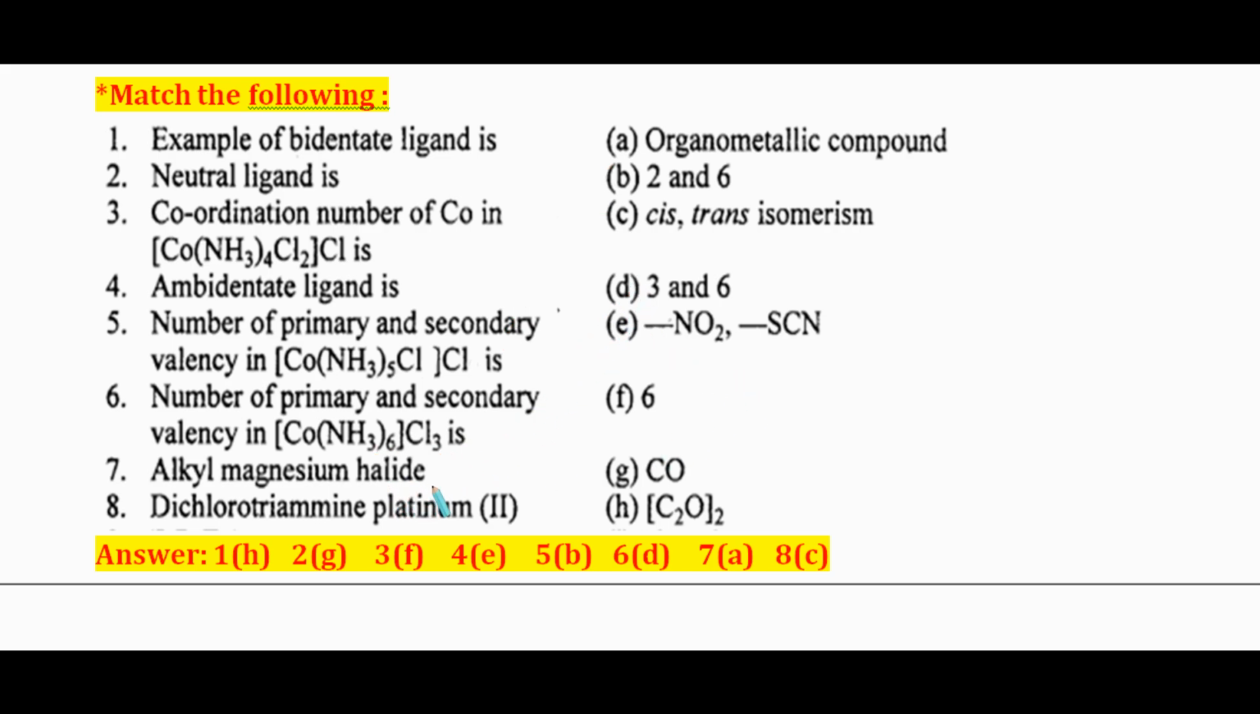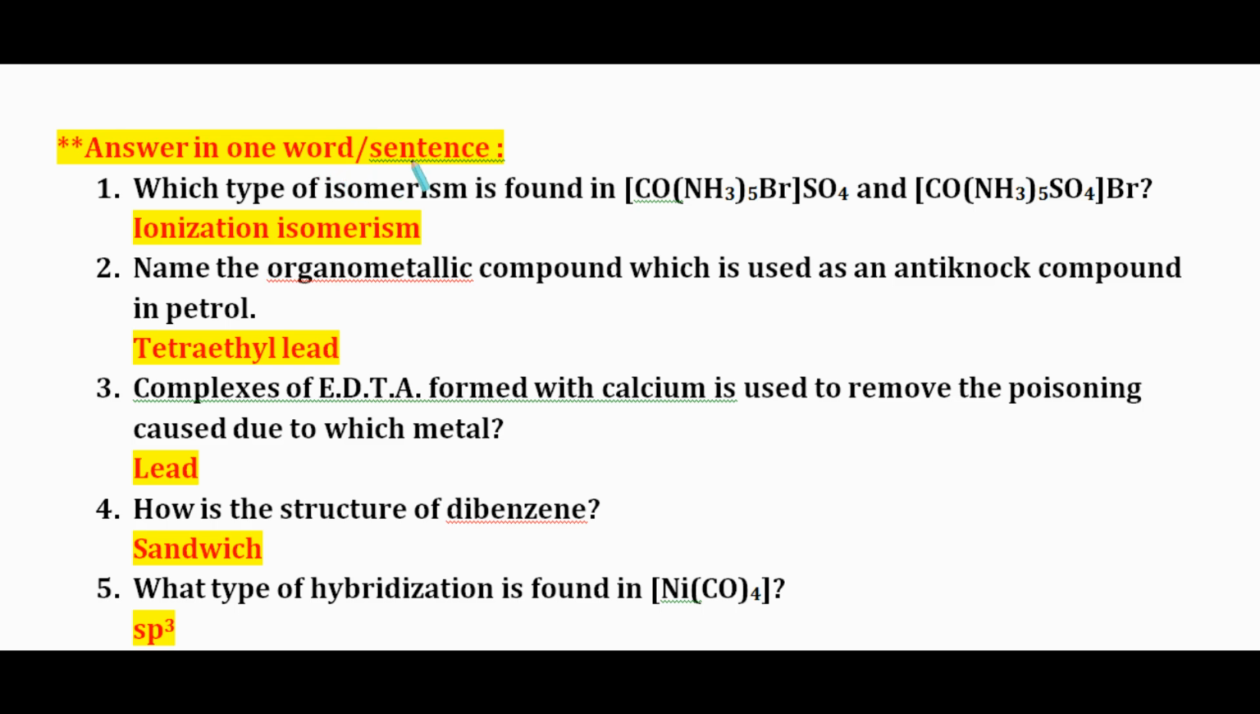Alkyl magnesium halide is an organometallic compound. Dichlorotriamine platinum is an example of cis and trans isomerism. Answer in one word or sentence: which type of isomerism is found in [Co(NH3)5Br]SO4 and [Co(NH3)5SO4]Br? Here Co stands for cobalt. It is ionization isomerism, because there is exchange of ions from the outer side of the complex to the inner side of the complex.